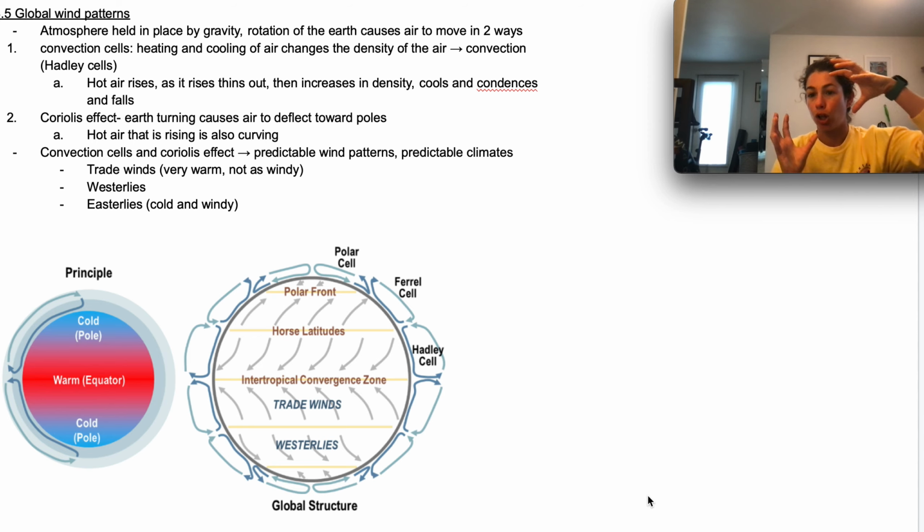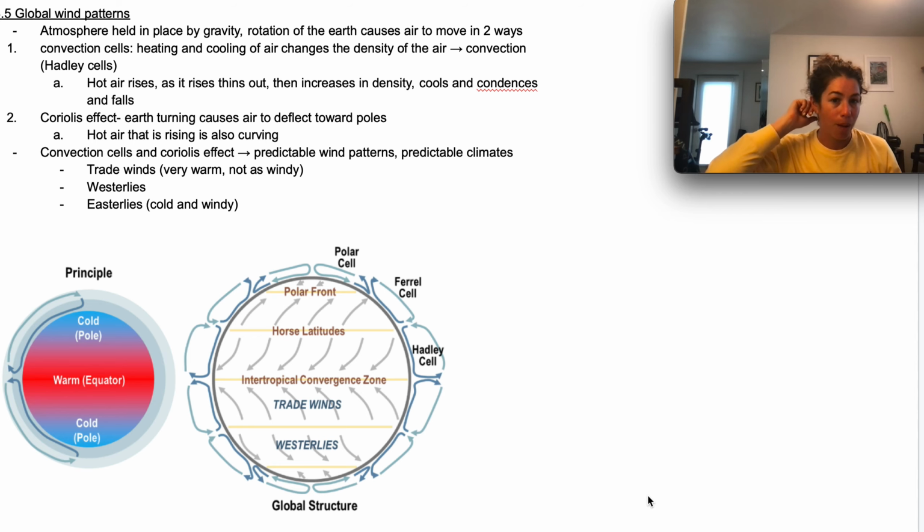And then we also have the Coriolis effect, which is caused by the turning of the earth. Because the earth is a globe, an orb moving in space, the air that is rising in that Hadley cell is also turning at the same time. It's curving because it's moving at a different rate depending on where on the globe it is. At the equator it's moving at this rate, and then at the poles, it's moving at a slower rate. So it has to curve. The convection cells and the Coriolis effect come together to create predictable wind patterns and predictable climates.